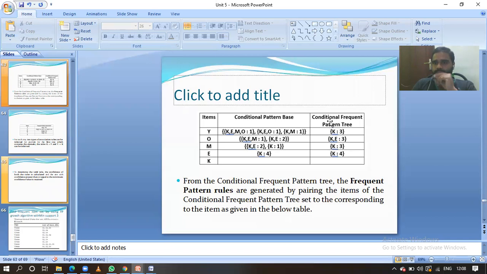Direct. This is the frequent pattern tree that is generated. To reach the frequent pattern, we have to reach from Y, so we are going to include that Y in the next slide.